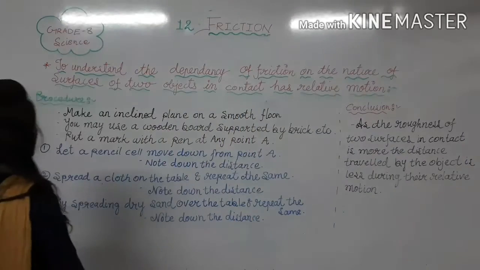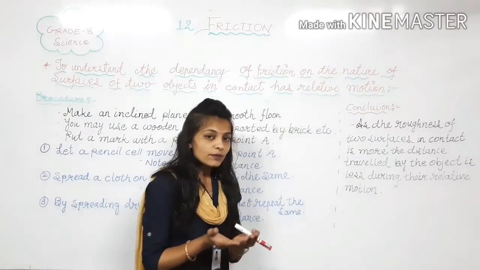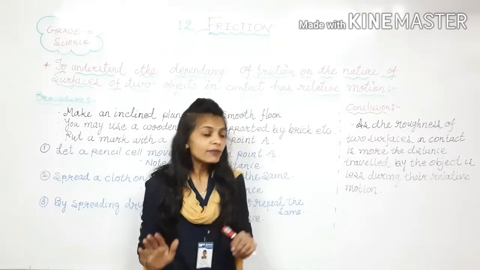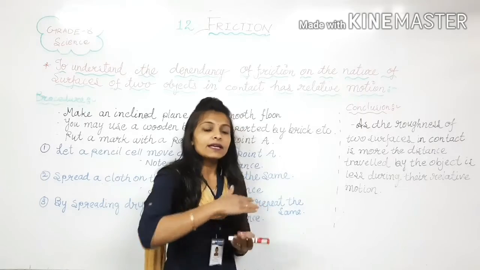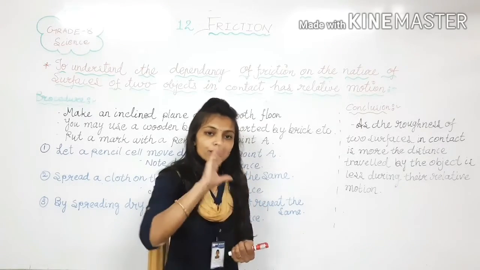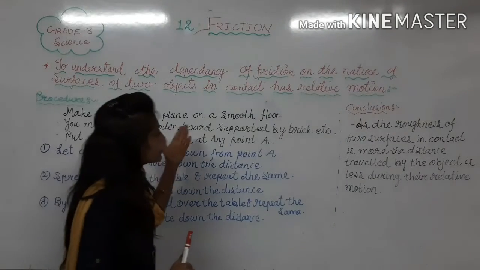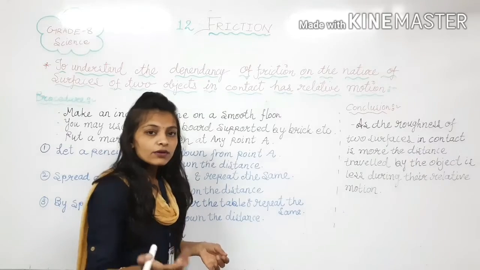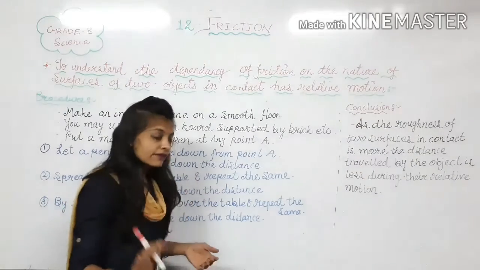What do we have to take first? Make an inclined plane on a smooth floor. Suppose you have a smooth floor, or a table as shown in the diagram. On that you have to make an inclined plane, that means a slope. You may use a wooden board supported by bricks. You can use the bricks, the wooden board, or a book, which has a smooth surface.